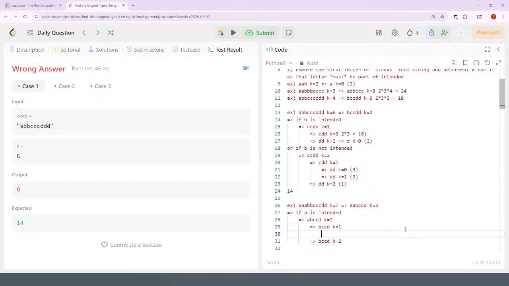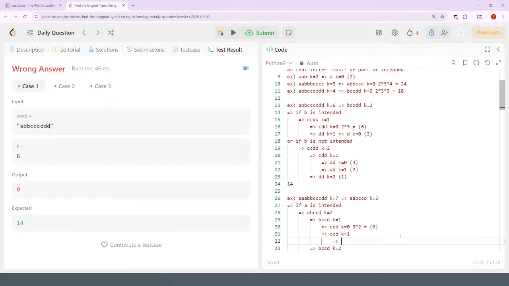Here, if the first B is intended, then you can move to C, C, D, K equals 0. And that boils down to 3 times 2 A's, which is 6. I put the parentheses around stuff that's going to increment the answer by that count. And then alternatively, if the B is not intended, then it's going to go down to CCD where K equals 1.